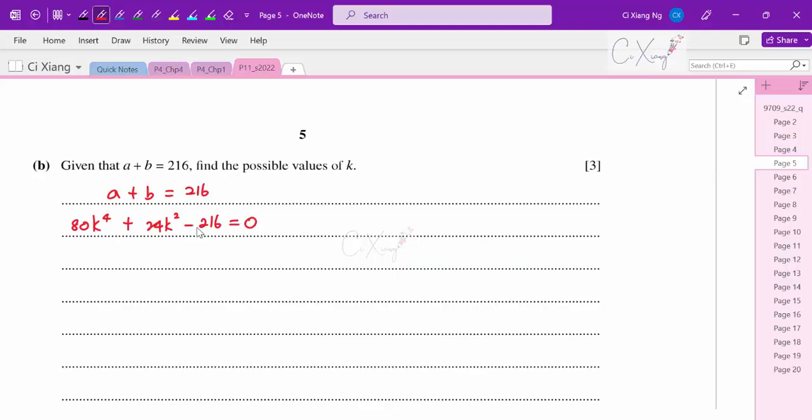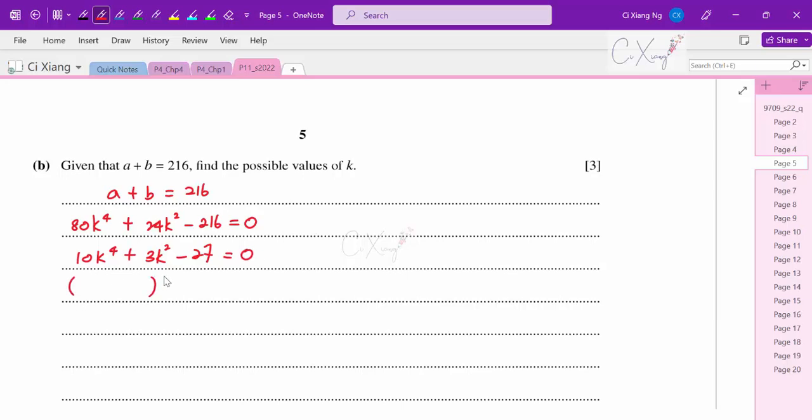So from this equation, basically it is a quadratic form equation where you're having k⁴ and also k². Okay, you can see that this is a quadratic form equation. Okay, so maybe before I solve the quadratic form equation, I can try to simplify it first. I divide all the coefficients by 8. So I'm having 10k⁴, then 3k², and also minus 27 equals to 0.